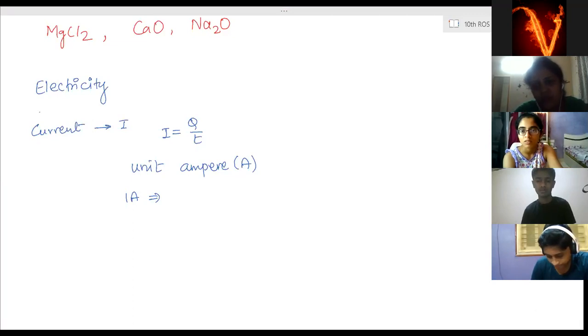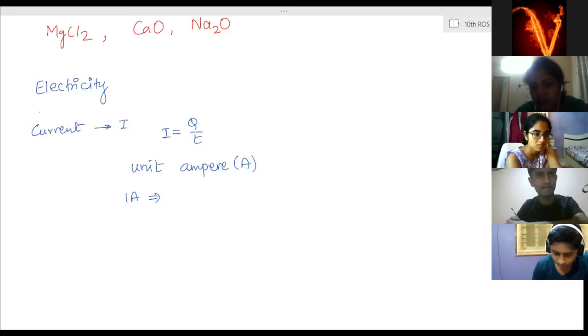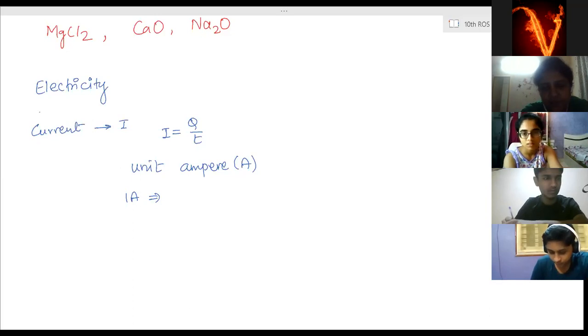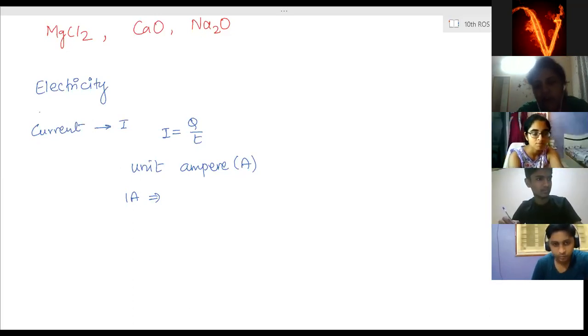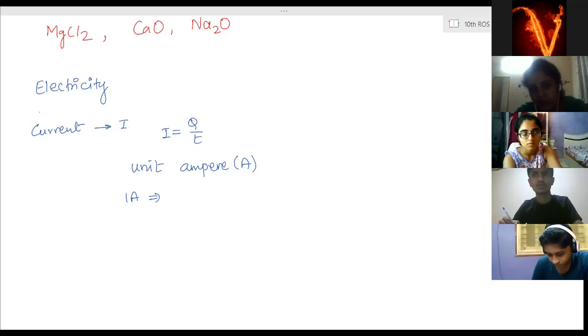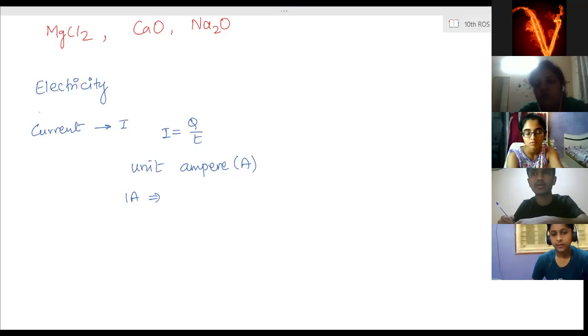Obstruction. The ammeter is connected in series, so there should not be obstruction in the path of current. The amount of current should not be affected, so therefore it should provide the least resistance. 1 milliampere is equal to 10 to the power minus 3 ampere, and 1 microampere is 10 to the power minus 6 ampere.